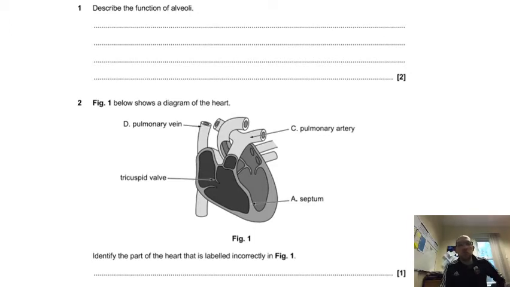So question 2. Below shows a diagram of the heart. Identify the part of the heart that is labelled incorrectly. So the correct answer is D, or pulmonary vein, or vena cava is incorrectly labelled. Acceptable responses for this question gave the letter D, or stated that the pulmonary vein was the part that was incorrectly labelled. Some candidates correctly pointed out that it was the vena cava was labelled incorrectly, and although this was not required, gained credit for their response.